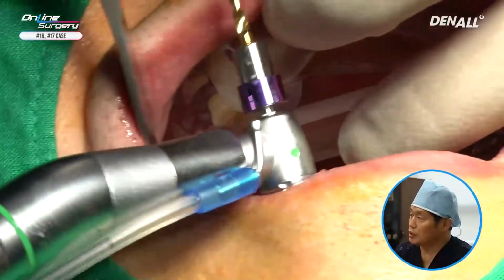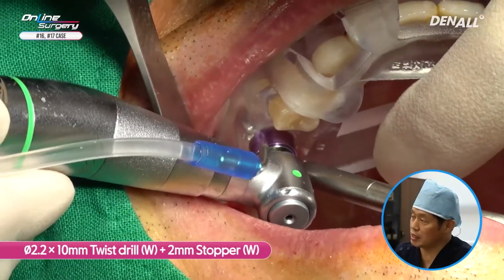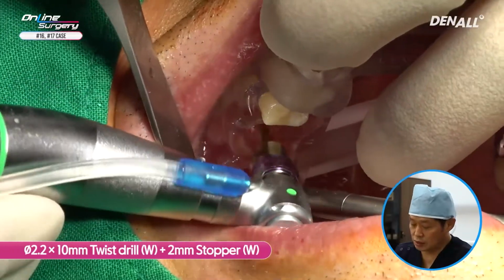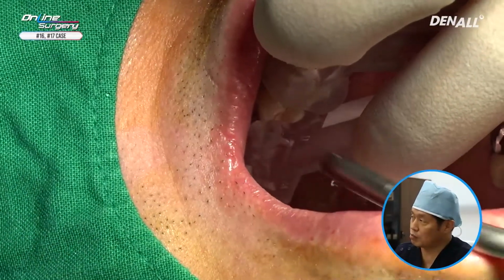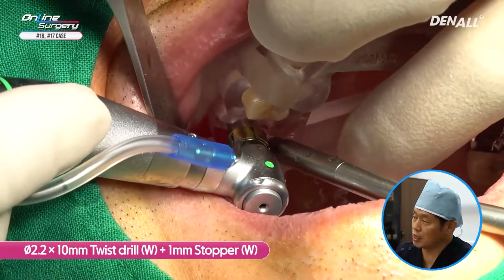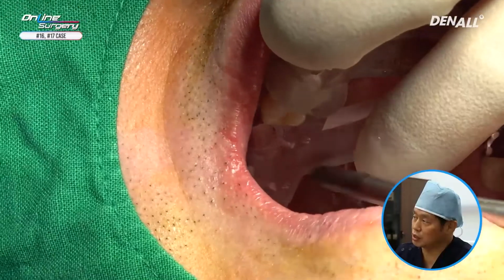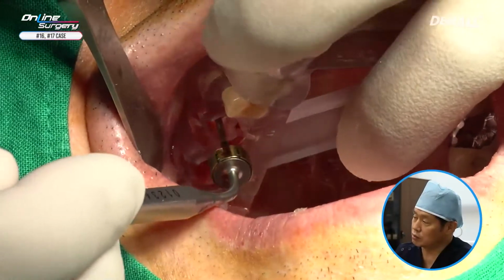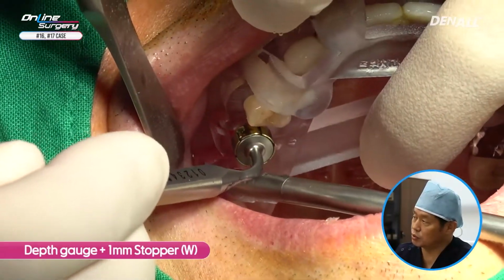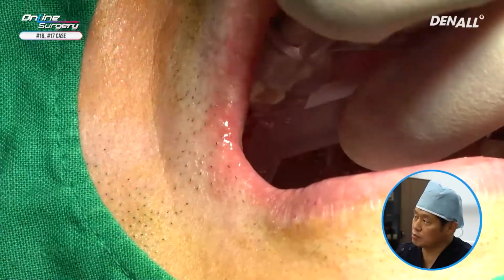Check with depth gauge, even though I'm pretty sure it's not penetrated. On OneCAS 10 millimeter, 2 millimeter stopper has been connected. 8 millimeter drilling is being done, and after that 1 millimeter stopper is connected and drilling is done up to 9 millimeter. After that, depth gauge, 1 millimeter stopper is connected to check whether there is penetration.